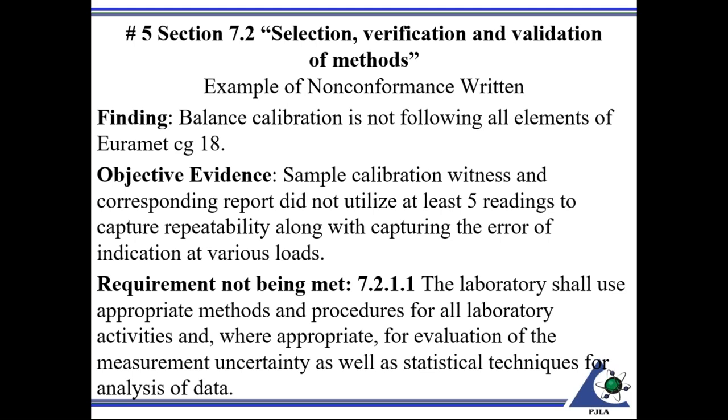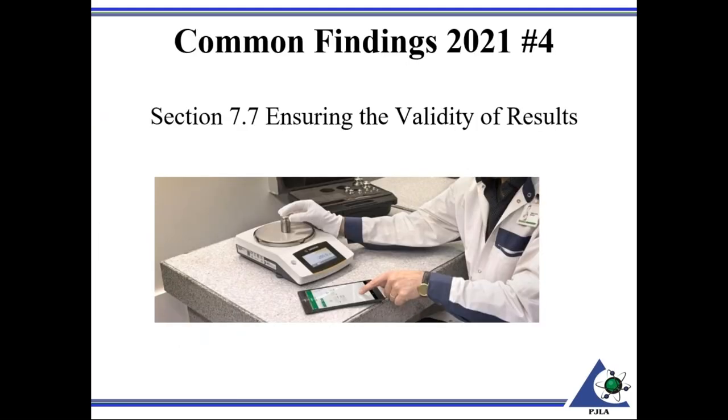So this particular non-conformance was written during the demonstration. The calibration witness corresponding report produced did not utilize at least five readings to capture repeatability, along with capturing the errors of indication at various loads. So this particular non-conformance was written against 17025 clause 7.2.1.1. The laboratory shall use appropriate methods and procedures for all activities, where appropriate for the evaluation of measurement uncertainties, as well as statistical data for analyzing of that. In this particular case, they were stating they were using a method, but saying and doing were two different things in this particular instance, hence the writing of this non-conformance.